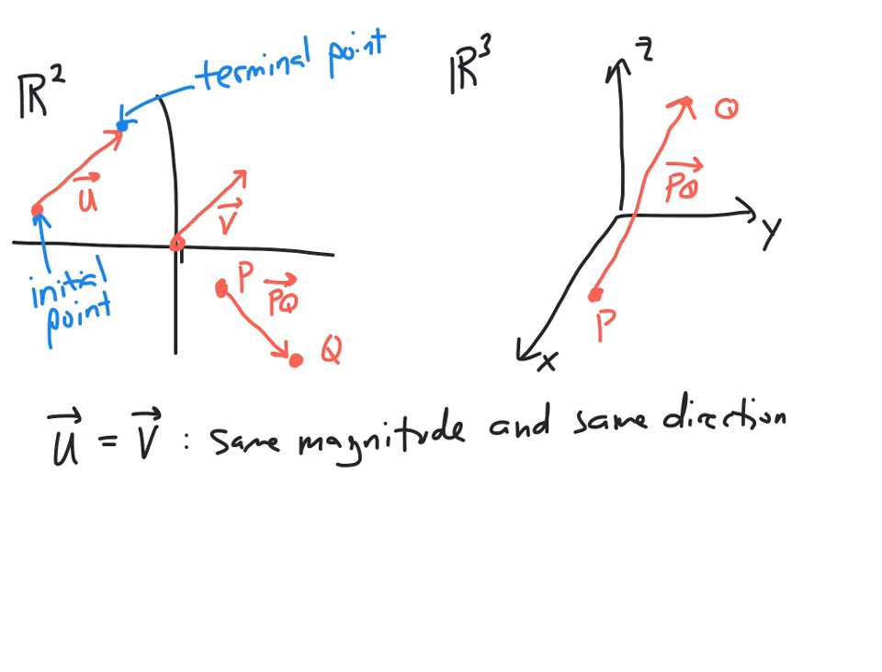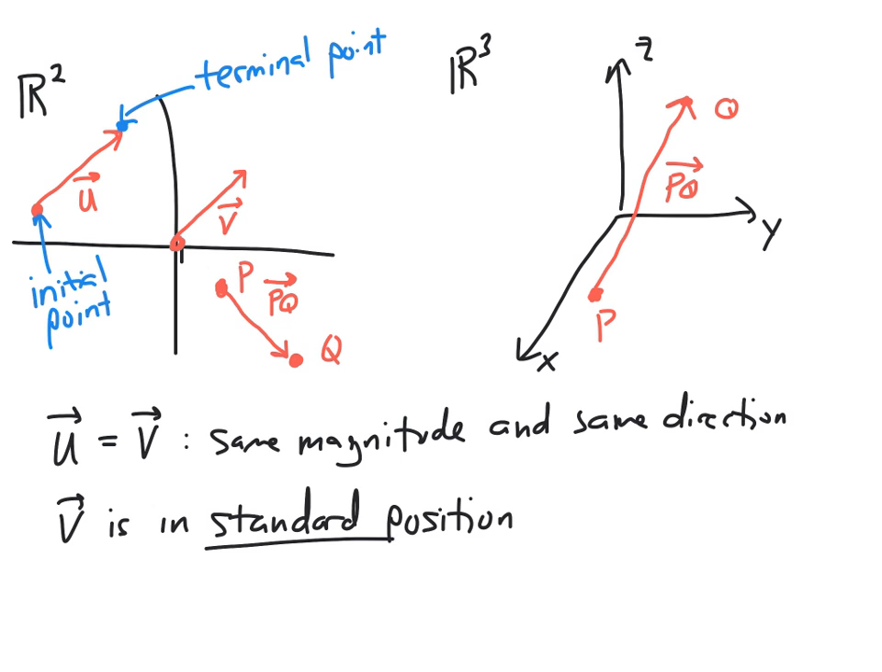Right? We also have vector v. We're going to say that that is in standard position. Right? So standard position simply means that the initial point is at the origin.